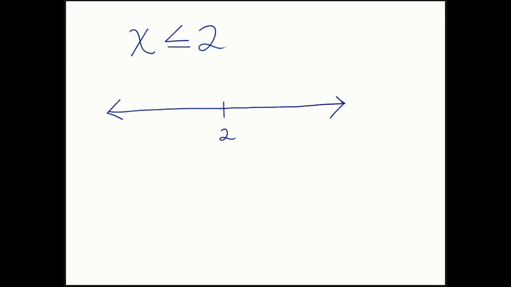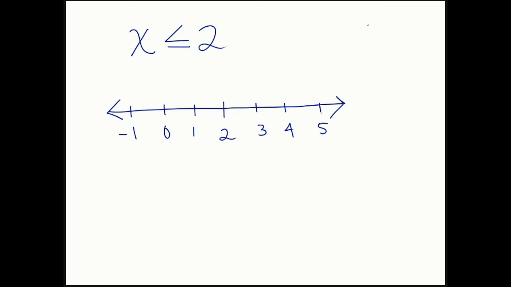Let's say I have x is less than or equal to 2. So I want to graph this. I want to show all of my solutions on a number line. I'm going to draw a number line. I'm going to put that number, this time it's 2, somewhere near the middle. Put a few numbers around it, to the right and to the left. So this is going to be 1, 0, -1, 3, 4, 5.